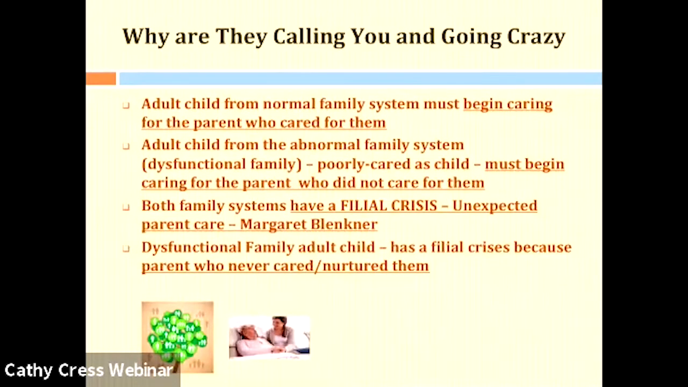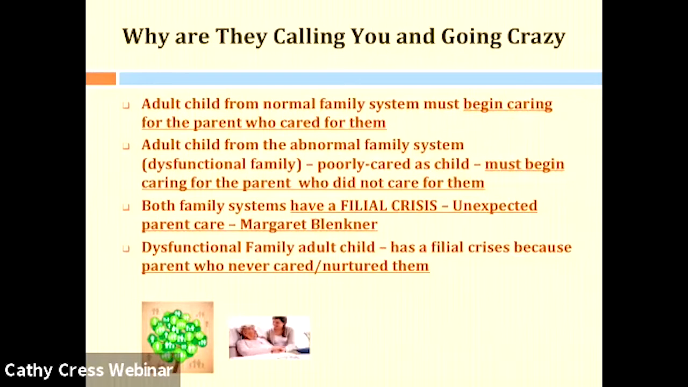So why are they calling you and driving you nuts? The adult child from the normal family must begin to care for the parent who cared for them. But the adult child in the abnormal, dysfunctional family was poorly cared for. So they have to start caring for someone who didn't care for them. And that's really a row to hoe. I mean, you have to have total compassion for them at that point. They have no template for caring.